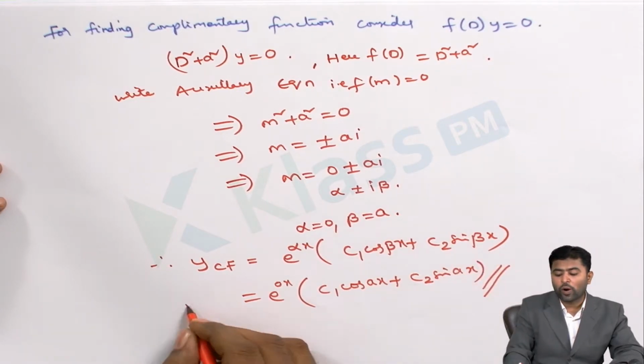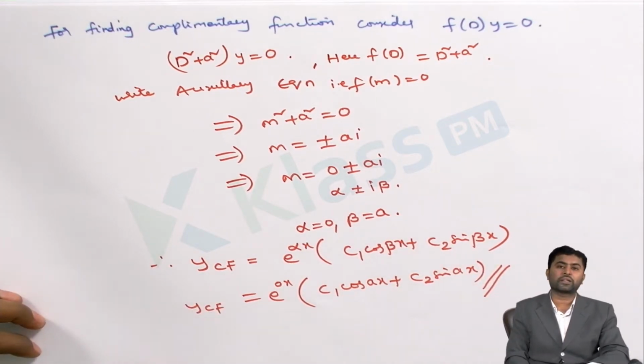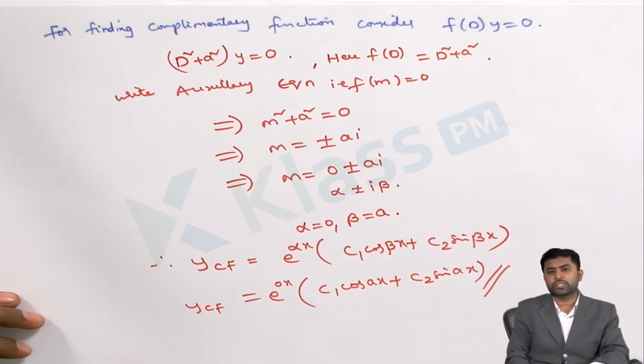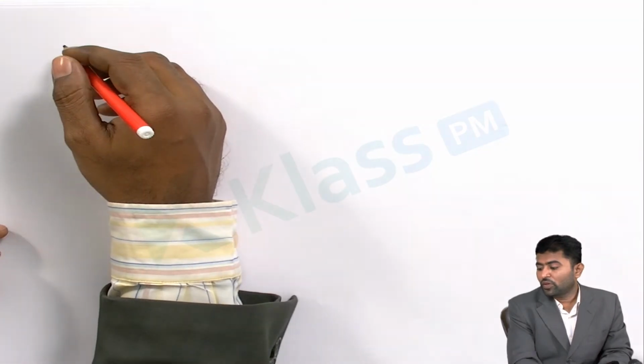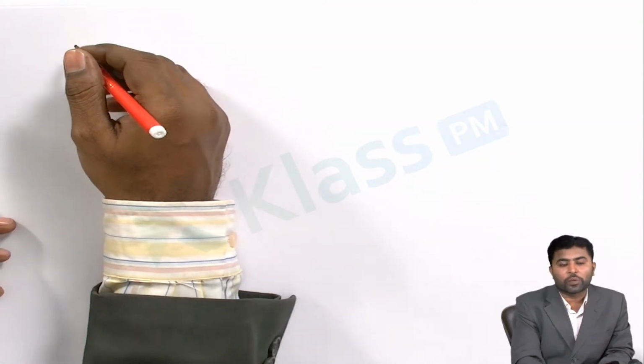This is yCF. This is only one part or one solution of the non-homogeneous linear differential equation. We have to find out the other part, that is particular integral. Then the combination of the two will give you the general solution. Then we got yCF. Now we'll find out yPI.